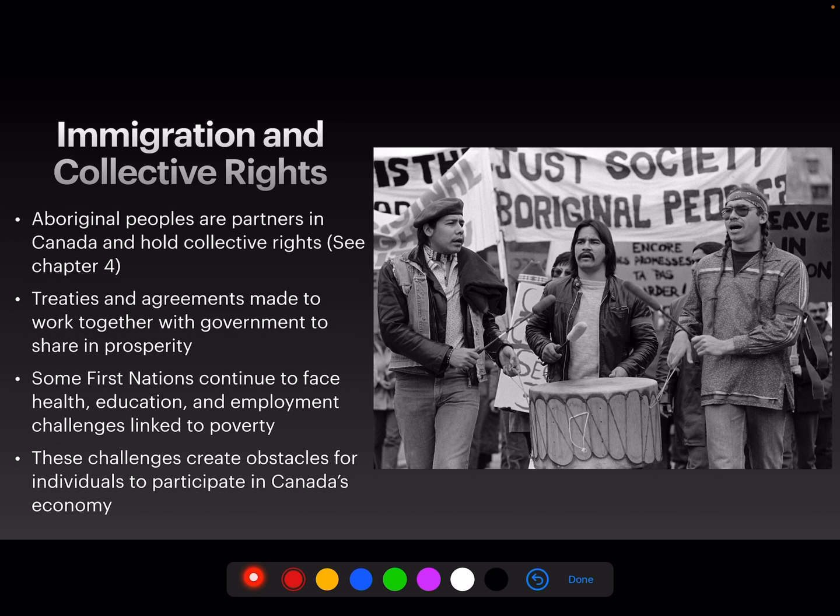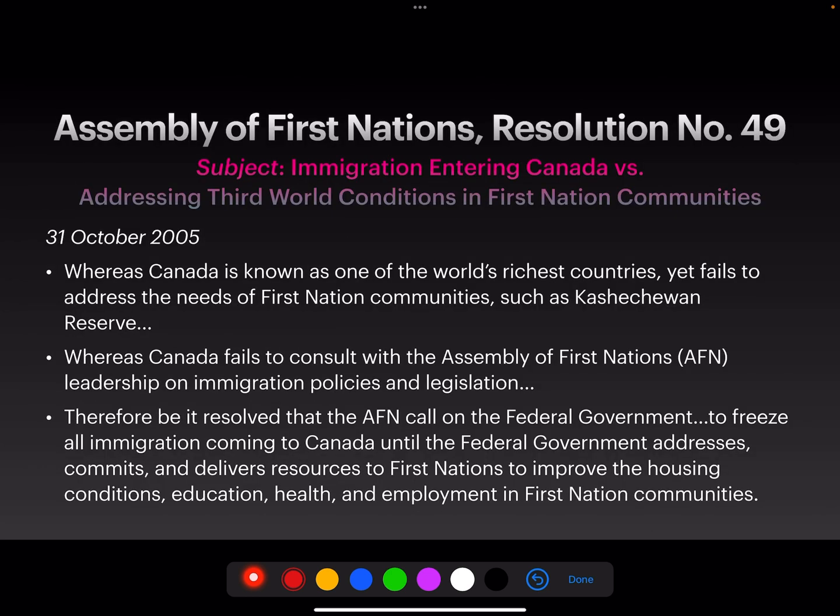So this creates a problem for Canada. If First Nations are to participate in Canada's economy in the right kind of way, they're not able to a lot. They're really having a hard time with that. So there's almost like a second class thing going on here, where we've got all of Canada, and then we've got the Aboriginal populations that are suffering in some cases, many cases, and then we've got these immigrants. And so the question has come up, and the Assembly of First Nations gathered and addressed this in 2005 and created a resolution. Here's what their solution was.